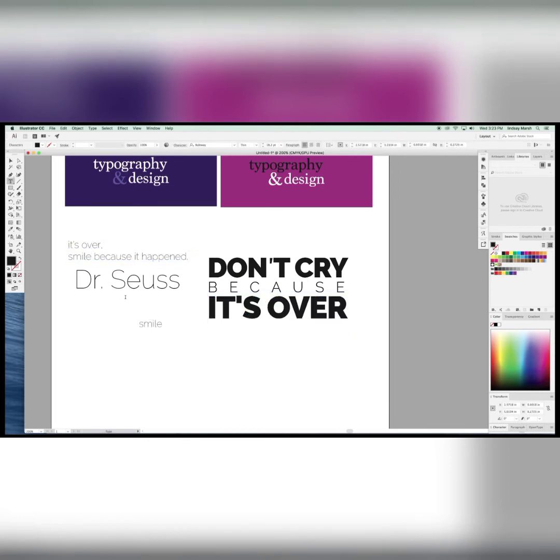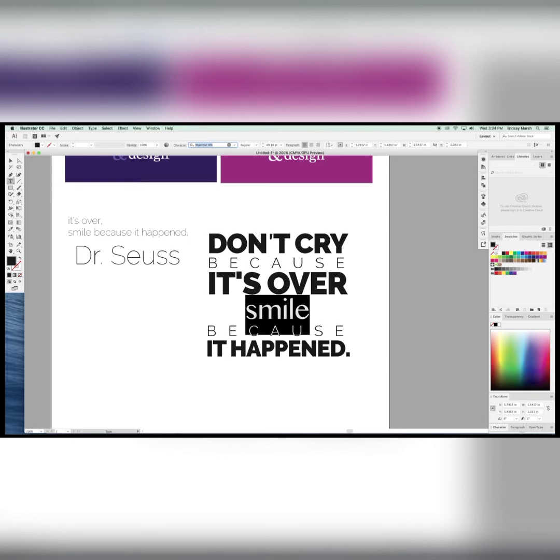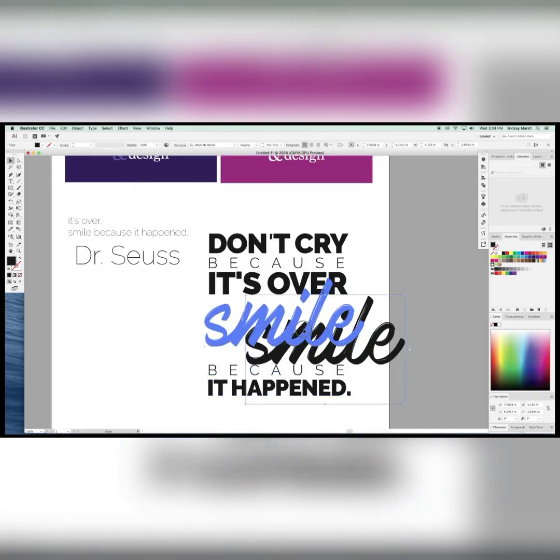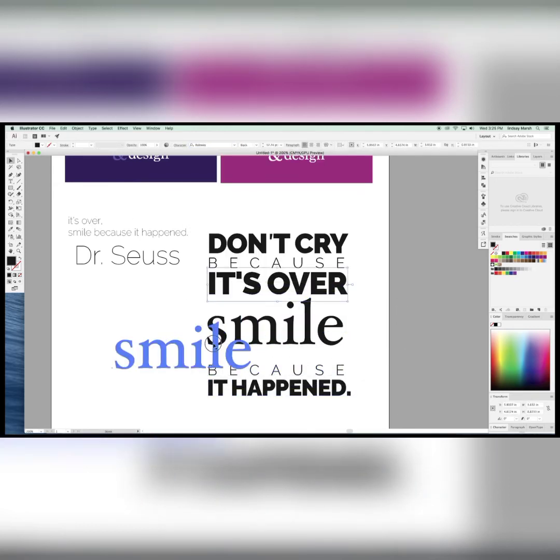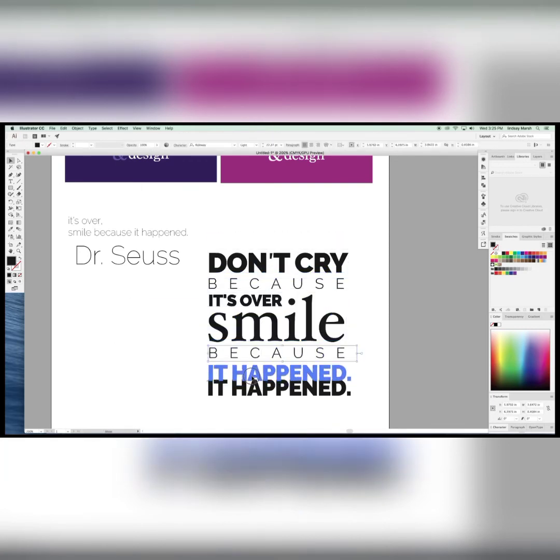It's a very tedious process of cutting and pasting words out of the main phrase that I think will go well together. So I put "don't cry, because," and then "it's over" on its own line. And right now I'm playing with the word "smile," trying to find the right font. I really wanted to accentuate this because I think that's the main attraction to this quote, is the word "smile."